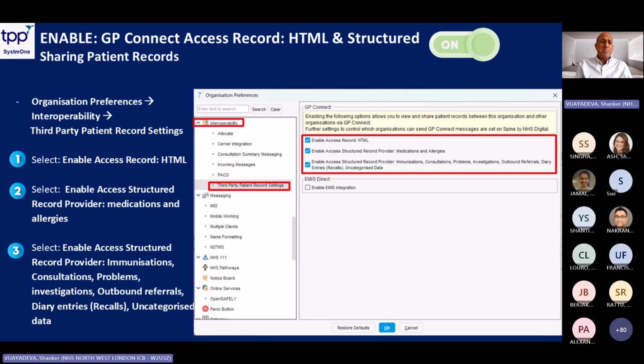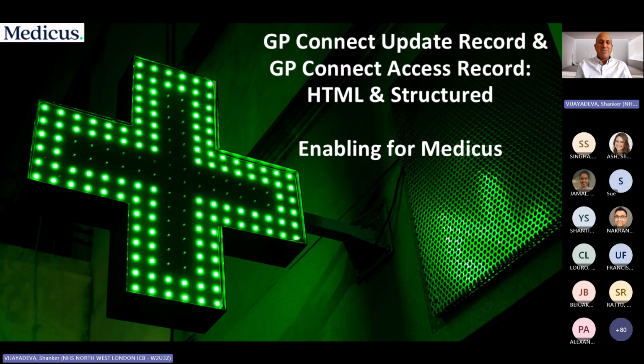So it's far more user friendly. So what do we need to do as TPP practices? We need to go to organizational preferences, go to interoperability, go to third-party patient record settings, all the way down here. Then we've got to select these three. So we select enable access record HTML. We need to select enable access structured record for provider, medications and allergies. And then finally, we need to select that third one, which has a whole long list of immunizations, consultations, problems, investigations, outbound referrals, diary entries, and the uncategorized data. Thankfully, that is just one tick for all of those. And that is effectively what TPP practices need to do.